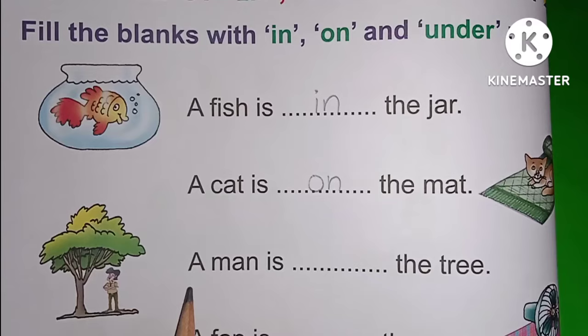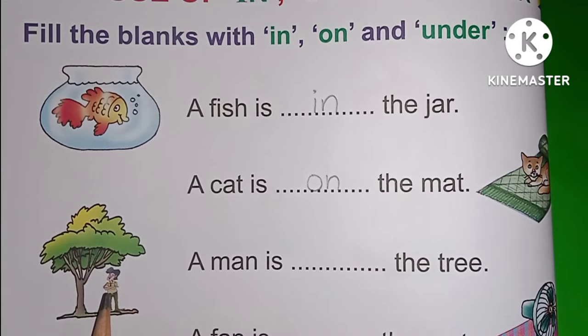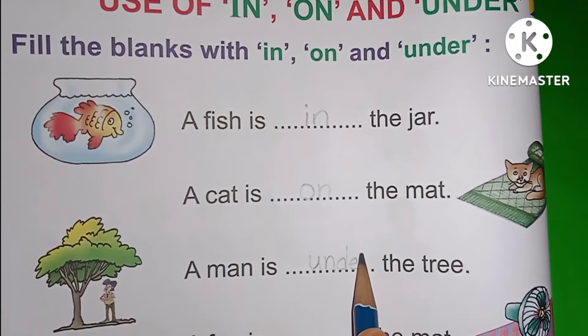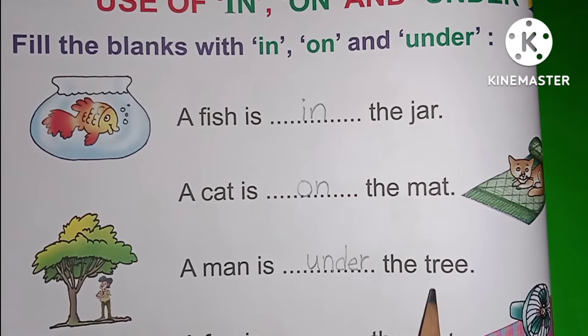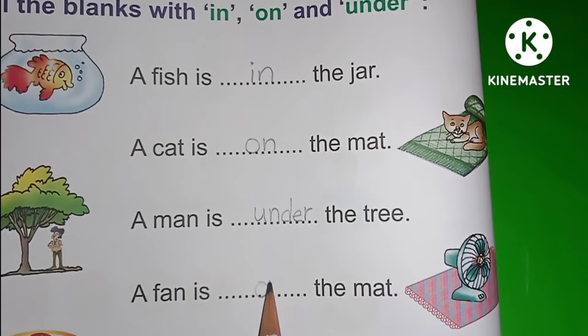A man is dash the tree. Look at the picture here. Where is the man? A man is under the tree. A man is standing under the tree. Under. U-N-D-E-R. A man is under the tree. A fan is on the mat. On. O-N. On.